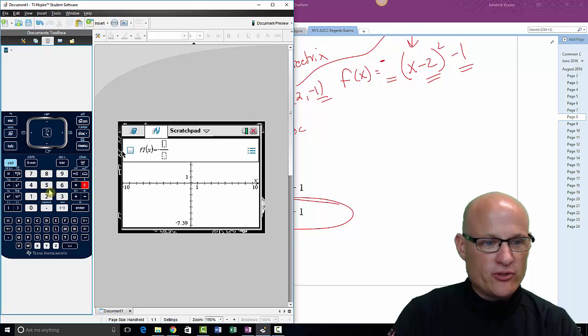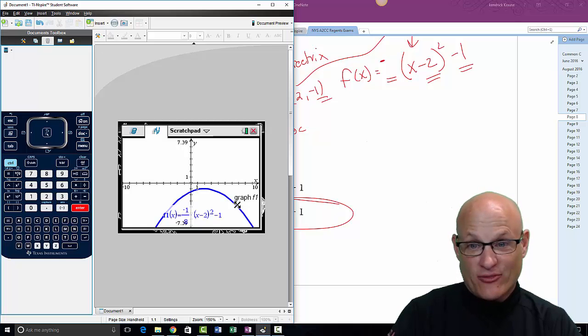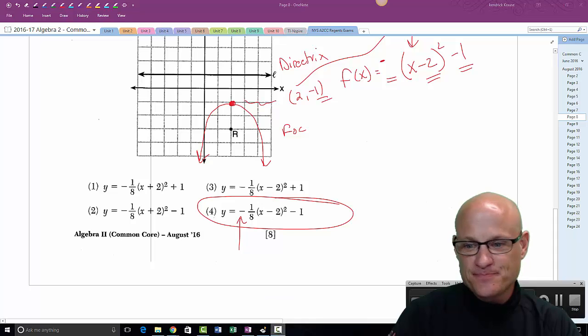Negative control division 1 over 8. That's what they gave us, right? Parenthesis x minus 2 parenthesis squared minus 1, enter. And you notice there's the vertex at (2, negative 1). And that's about all you can really tell from that. So anyway, that's the answer. All right, I'll be back.